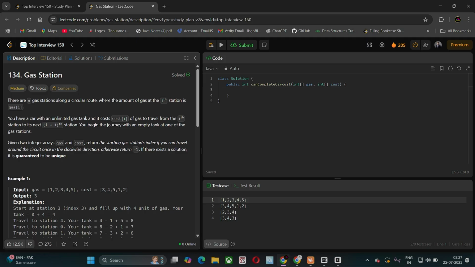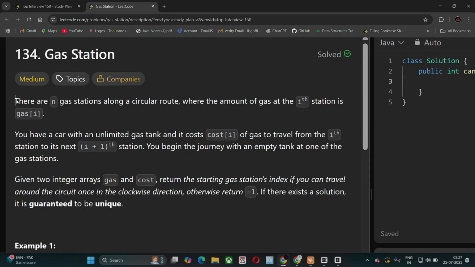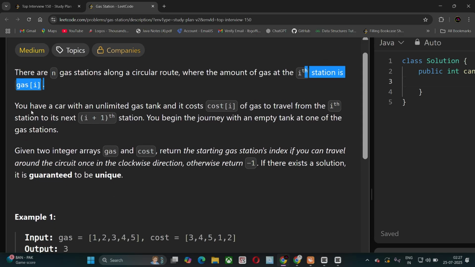It says there are n gas stations along a circular route, where the amount of gas at the ith station is gas[i]. You have a car with an unlimited gas tank, and the cost, cost[i], of gas to travel from the ith station to its next, i plus 1, station. You begin the journey with an empty tank at one of the gas stations.